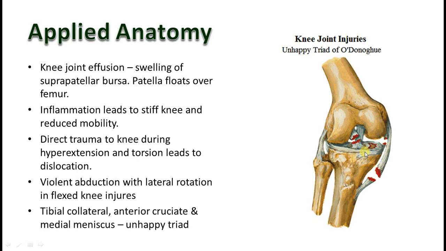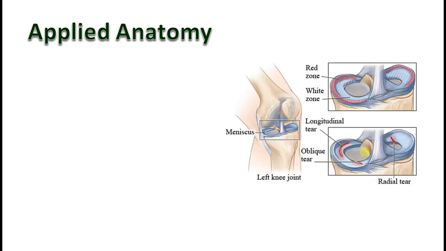Meniscal tears, again, what happens about the meniscal tears? It might be a longitudinal tear, or you can see a radial or an oblique tear. The longitudinal tear is actually called the bucket handle tear. Sometimes the peripheral part of the menisci, what happens is it is avulsed.